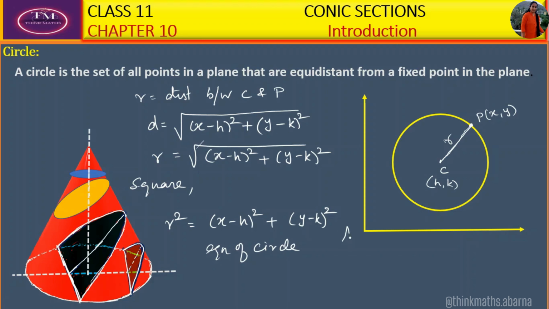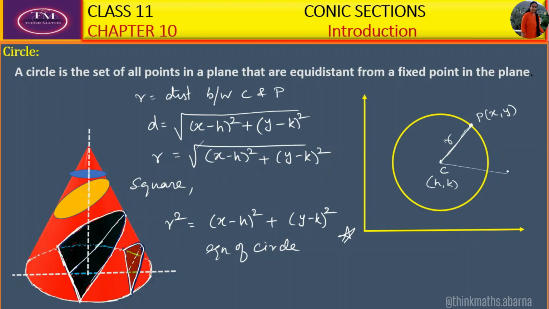Clear? It is very important and you have to remember this formula. R square equal to x minus h the whole square plus y minus k the whole square. Here r is the radius of the circle. X and y are points on the circle and h comma k is the point of center. So the center point value is h comma k. So this is called the equation of the circle.